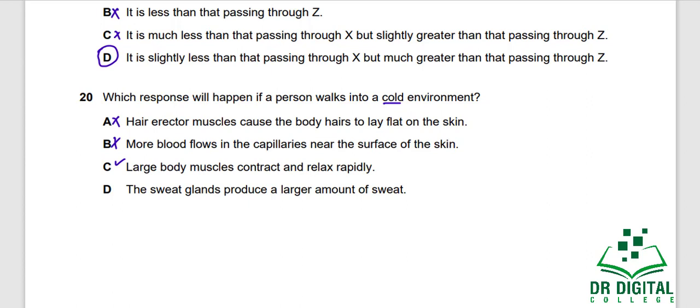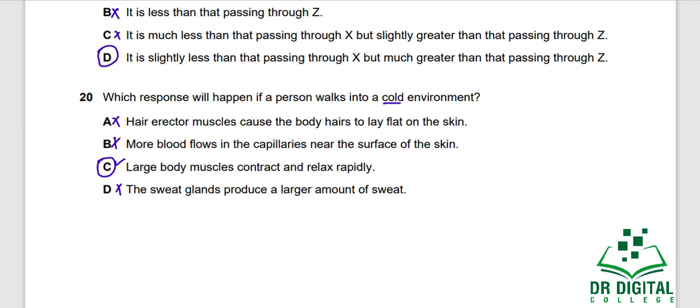D is the sweat glands produce a larger amount of sweat. You know that in the cold environment we need to conserve heat rather than to lose the heat. So if more sweat will be produced, more heat loss will occur. So we have to decrease sweat production rather than to produce a large amount of sweat. So D is wrong. So the correct answer for question 20 is C.